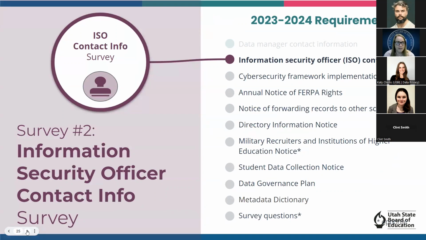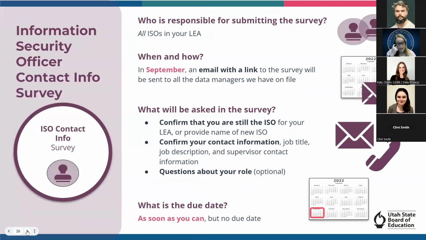And then very similarly, we have the ISO contact info survey. So just like the data manager survey, this is for all ISOs in your LEA. And it's going to be really the same process. You'll get an email with a link here in the next couple of days or so, and we just want you to confirm all of your information. If anything has changed, then give us changes. And there's no due date, just as soon as you can get it back to us would be great.